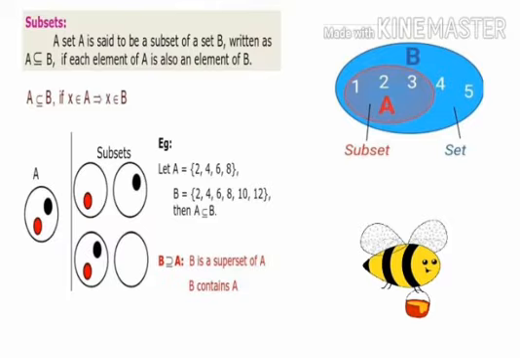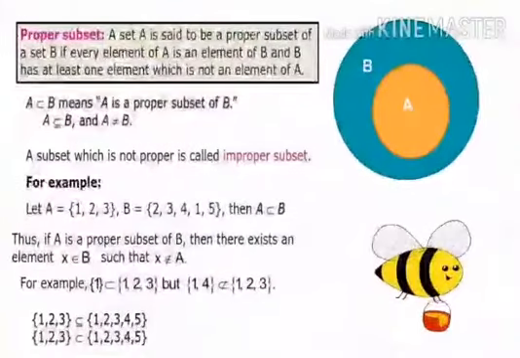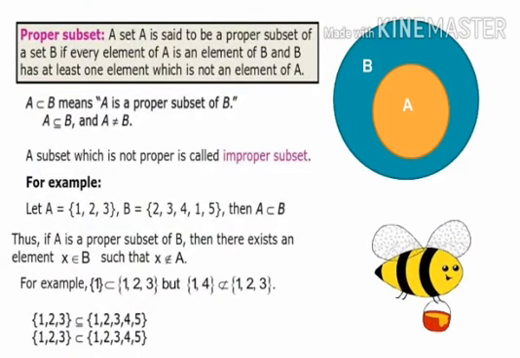And we can see proper subset. A set A is said to be a proper subset of set B if every element of A is an element of B and B has at least one element which is not an element of A. That means A is a proper subset of B: A is a subset of B and A is not equal to B. A subset which is not proper is called an improper subset.